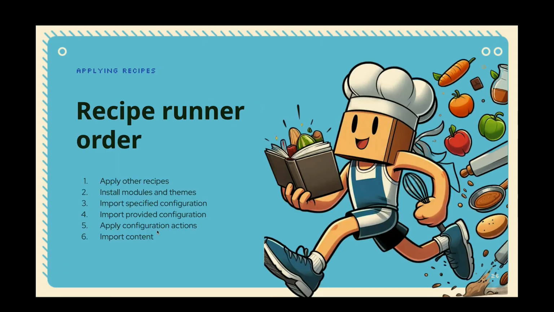It's also good to know the order in which the recipe runner steps through all of the different inputs within a given recipe. It's going to start by applying any other recipes that are specified. Then it's going to install the modules and themes, and import any basic configuration as it goes. And then it's going to import any of the specified configurations, so pulling in any additional configuration entities that were specified. Then it'll import any provided configurations, so that's the static files within the folder in the recipe. Then it'll apply any configuration actions, and then finally import any content within the content directory of your recipe.